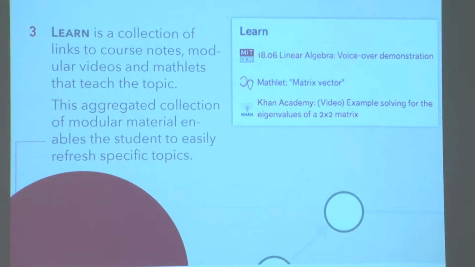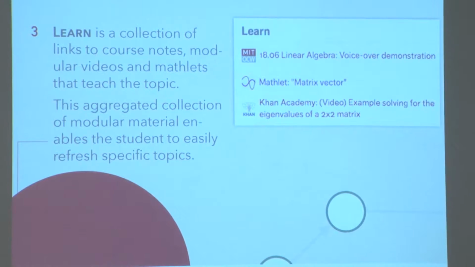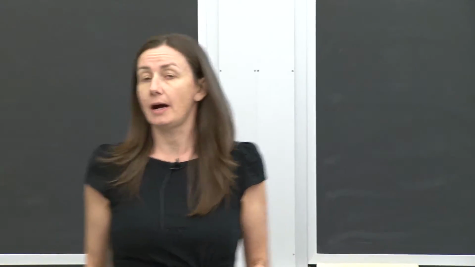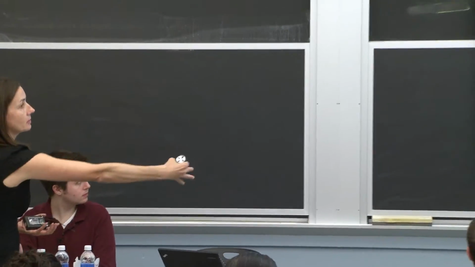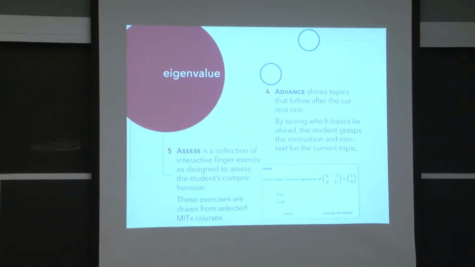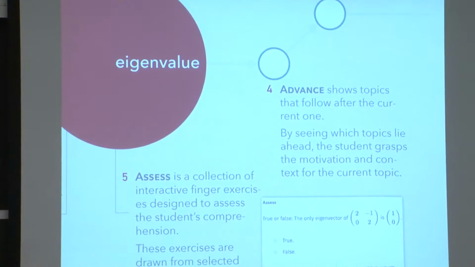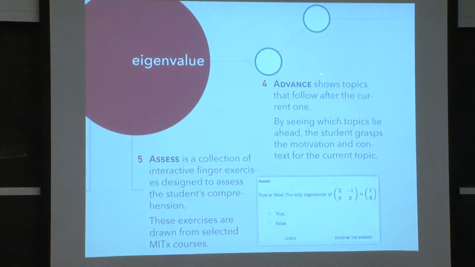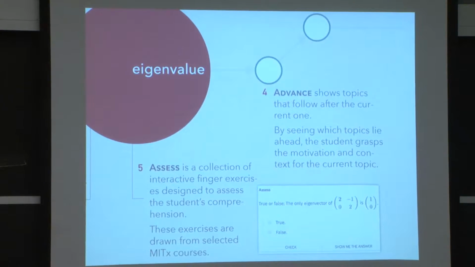Crosslinks doesn't host the material itself. It's a series of links that will take you to this modular material that is really targeted at refreshing or helping the student recover knowledge on these topics. Then advance is the topics that would come after. Once you can do eigenvalues, what are all the exciting things that are coming to you in your junior and senior year? I think this one can be really important for student motivation, particularly early on in freshman classes where students might be wondering why on earth they're being thrown all these abstract topics.